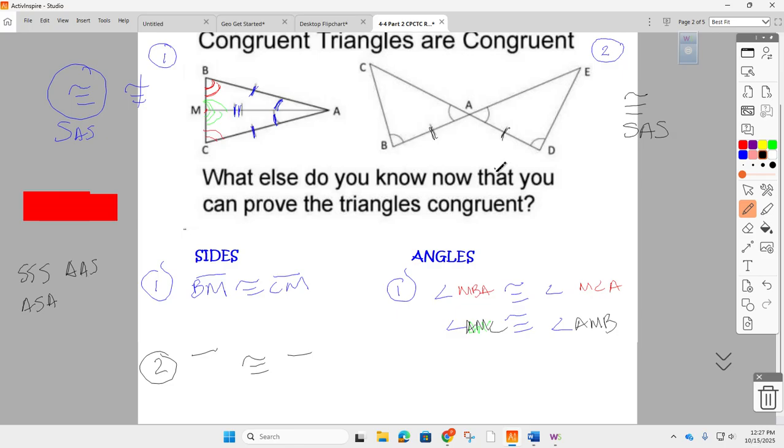Sorry? Oh, it is angle side angle. Thank you for correcting me. I said it and then I wrote it wrong. Thomas said it right and then I wrote it wrong.